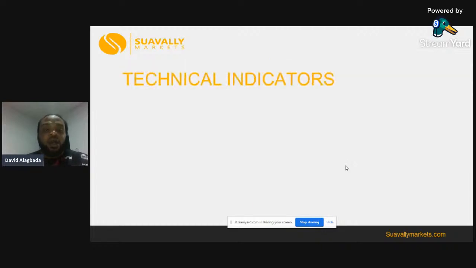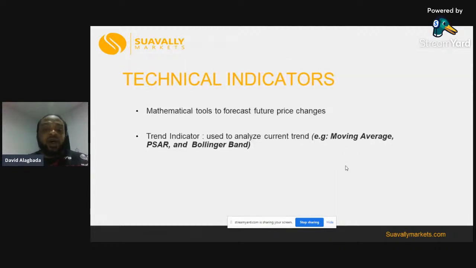Okay. Technical indicators as well are mathematical tools that you use to forecast price movement. There are so many technical indicators, there's got to be thousands of indicators out there. Each tries to use previous price action to perform a calculation and give you a signal.